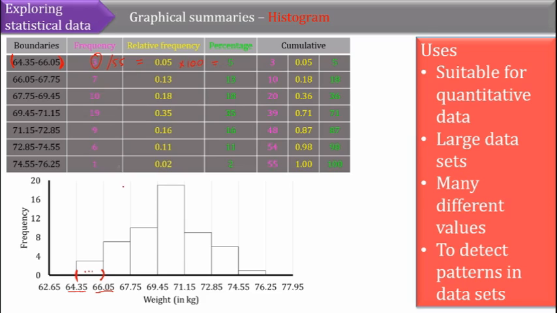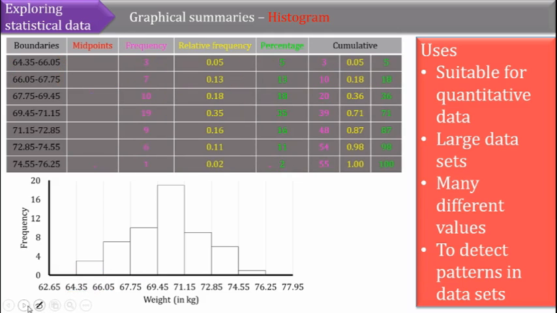So we do that for the next one as well. It starts at 66.05, ends at 67.75, there it is. Count how many dots, we see that it's 7, so the frequency is 7. Divide that by 55, which is our sample size, to get our relative frequency, times that by 100, which will give us our percentage. If we add the values as we go along, we get the cumulative values. So 3 plus 7, that gives me this 10, 0.05 plus 0.13, that gives us 0.18, and 5 plus 13, that gives us 18.